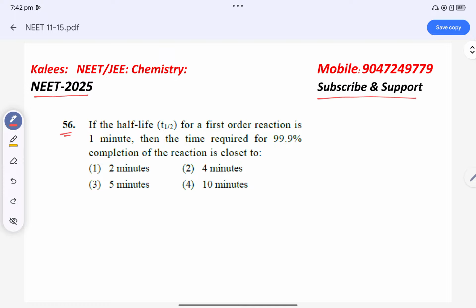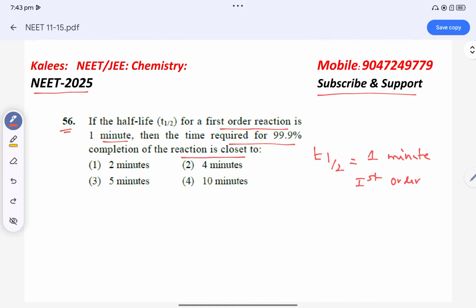If the half-life T half of a first order reaction is given as 1 minute. So, T half value is given as 1 minute for first order reaction. Note, this is the first order reaction, right? Then the time required for 99.9% completion of the reaction, the closer value is asked. Okay.